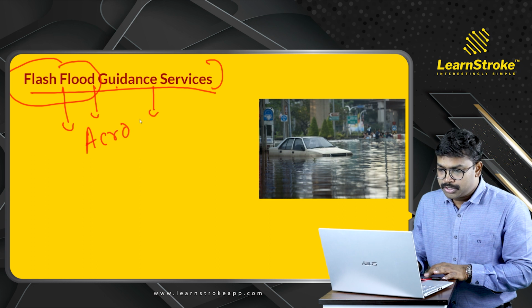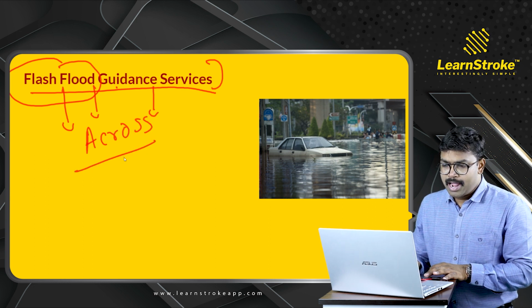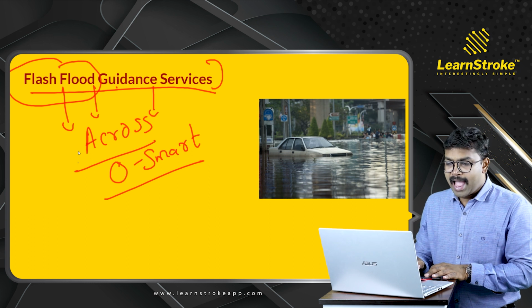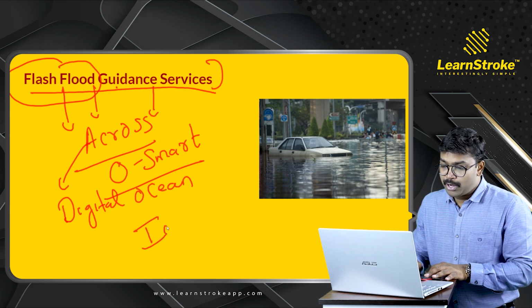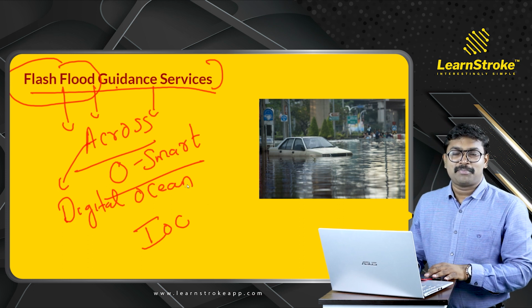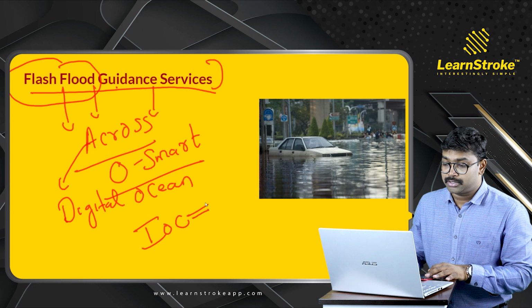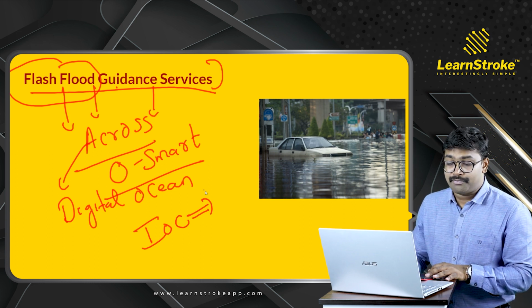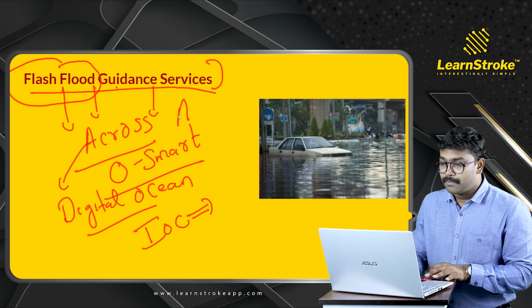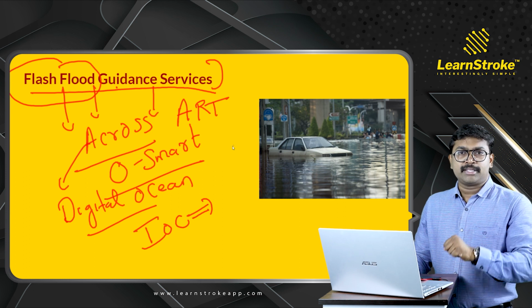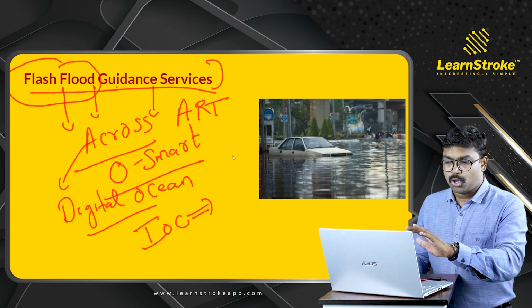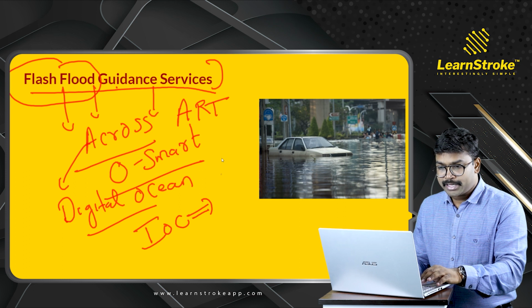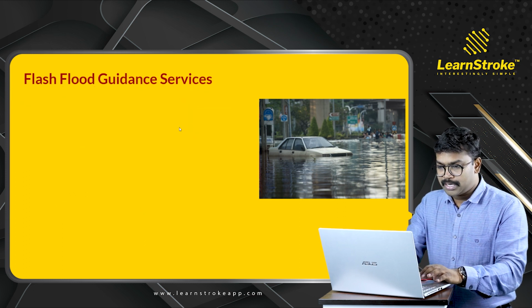What do you mean by the word ACROSS? What do you mean by O-SMART? What if we get a question in prelims regarding O-SMART, ACROSS, something called digital ocean? And IOC, the International Olympic Committee, is something that people know. Is that what we're talking about? Intergovernmental Oceanographic Commission, IOC, digital, O-SMART, ACROSS. What do you mean by ART? So there are many things to study, so we don't have time to learn everything, but still you need to know what these acronyms or words mean. So with this context of flash flood, let's discuss all those concepts and learn them one by one.